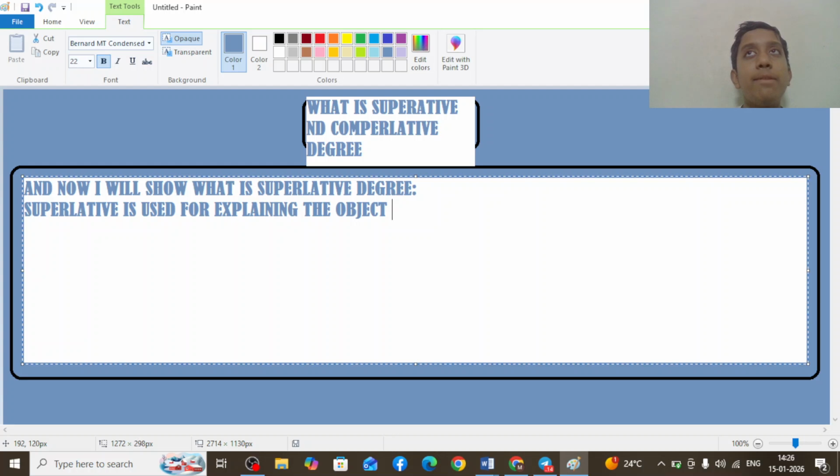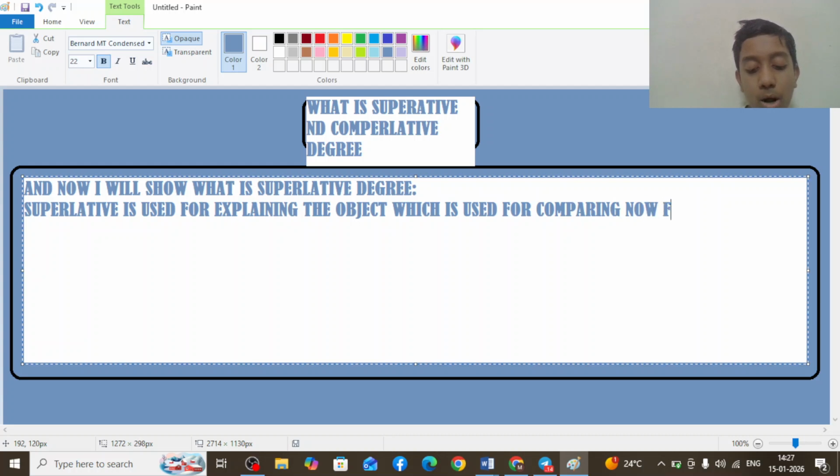Now in this superlative degree, the same situation and the same topic happens, like in our comparative degree. Now what is comparative degree? Comparative degree means which is used for comparing.